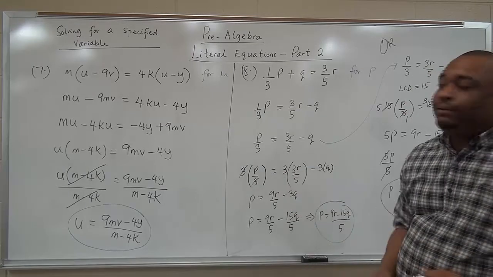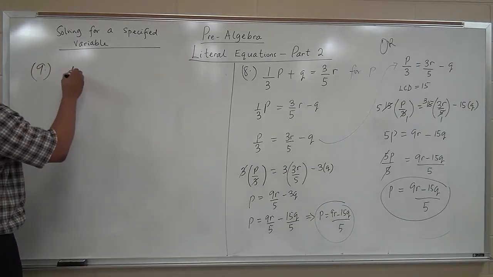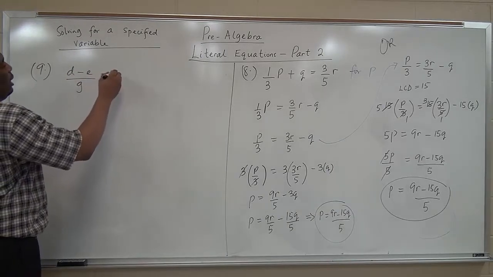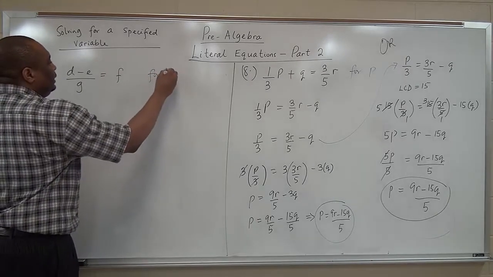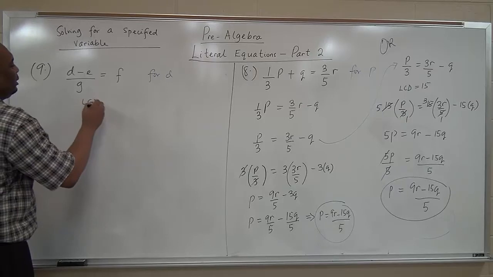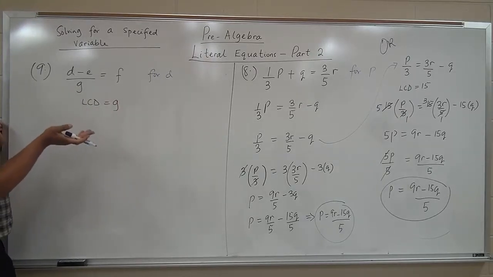Let's go ahead and finish the rest. Question 9. D minus E over G equal to F. You want to solve for D. This is pretty straightforward. Just multiply by the LCD. The LCD is G. If you don't like fractions, multiply both sides by the LCD.